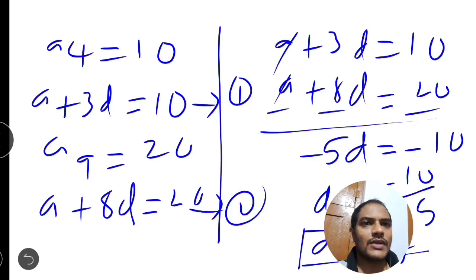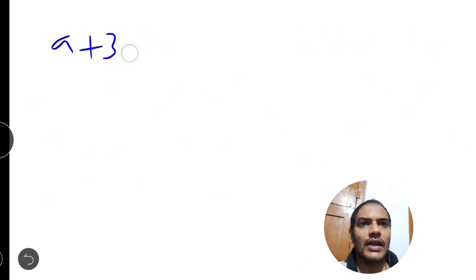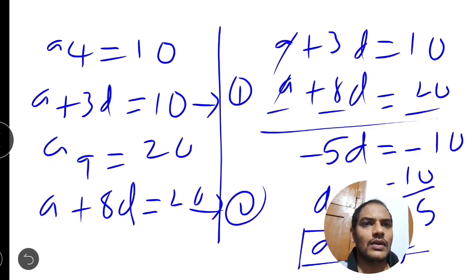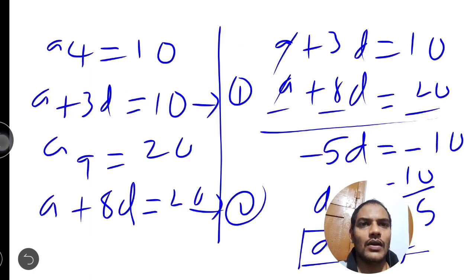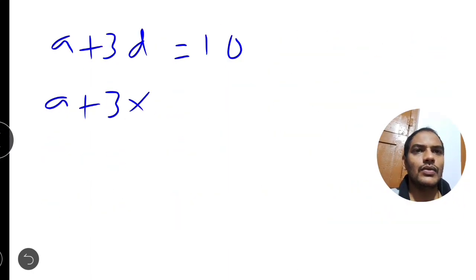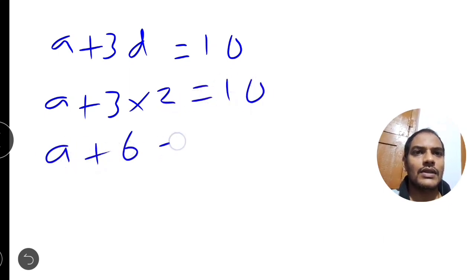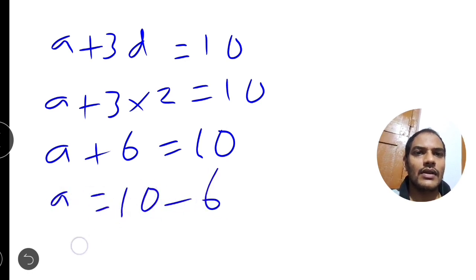So let's substitute the D value either in equation 1 or equation 2. I am substituting in equation 1. A plus 3D equals 10. So A plus 3 into, what is the D value? 2. It is equal to 10. So 3 2s are 6, and A equals 10 minus 6. A equals 4.